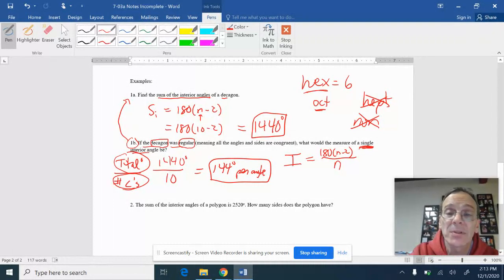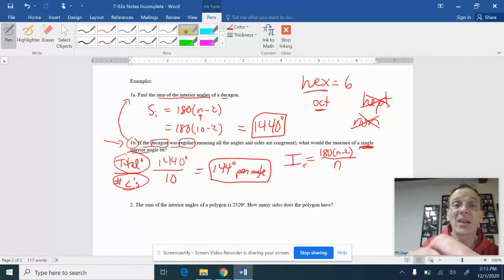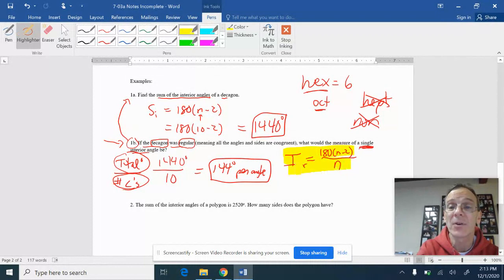Sometimes I like to put a little subscript R below that capital I to stand for regular, one interior angle measure of a regular polygon, okay? I mean, if we don't know that all the angles are the same, then we can't do this, and I don't know what we could do, all right? So there's a formula that, again, I don't really think you ought to need for a problem like this, but it doesn't hurt to have it, okay? I've got it highlighted in the finished version of the notes.